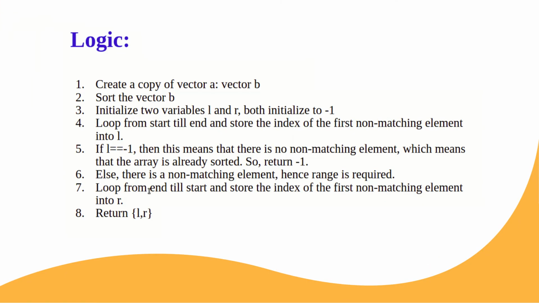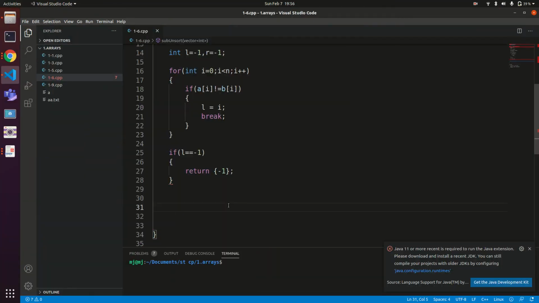Now let's come to the next step. As there is a non-matching element, hence a range is required. So if a range is required, we have already found L. Now we need to find R. So what is R? R is exactly the same process but from the right end. Why so? Because we need to find the first non-matching element from the right end as well as from the left end. Then we are sure that it is mandatory to sort this entire range of elements in order to get the finally sorted array or vector in this case.